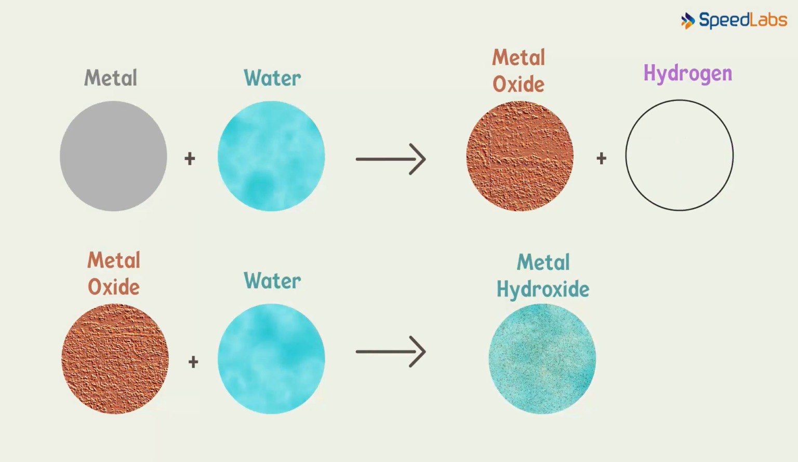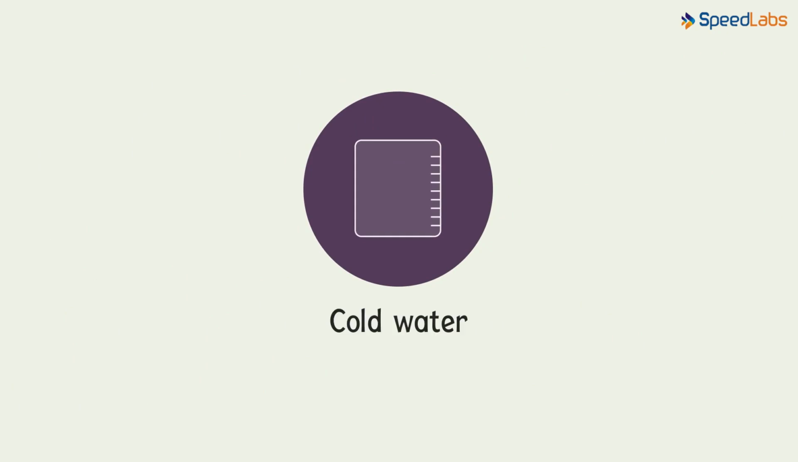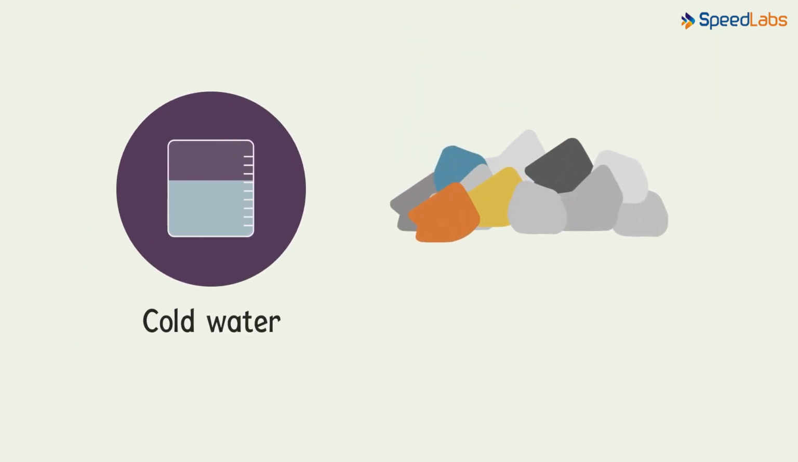So how can we judge the order of reactivity based on their reaction with water? We perform a simple task. First, we take a beaker half filled with cold water and see how the metals react with it. Some of the metals will react with cold water, but most of them won't.